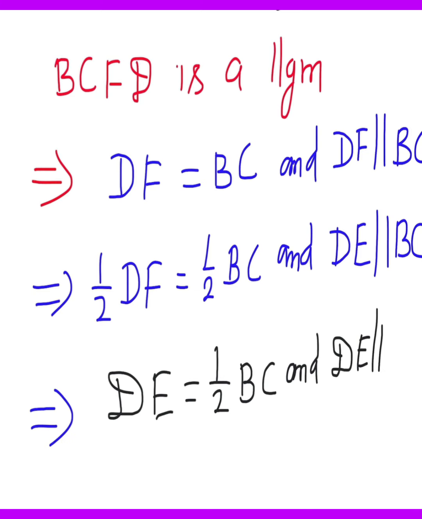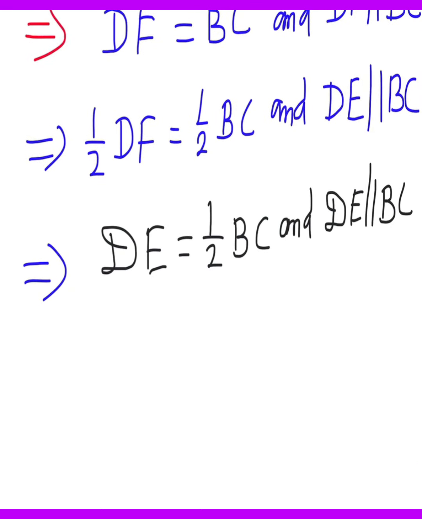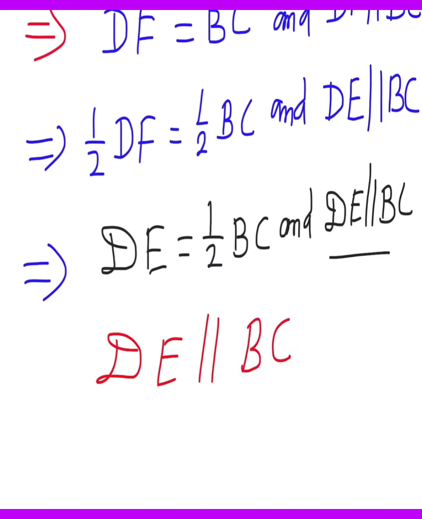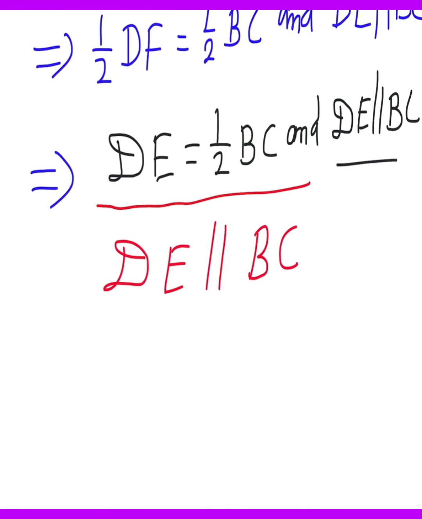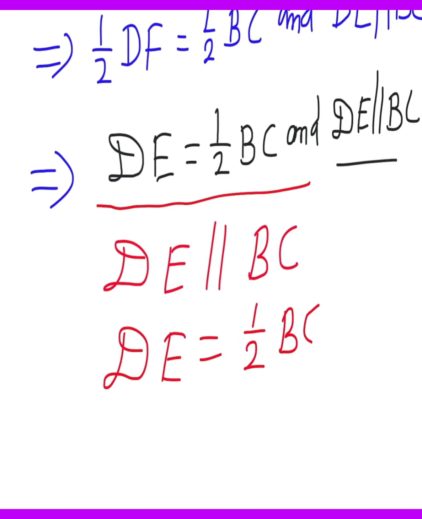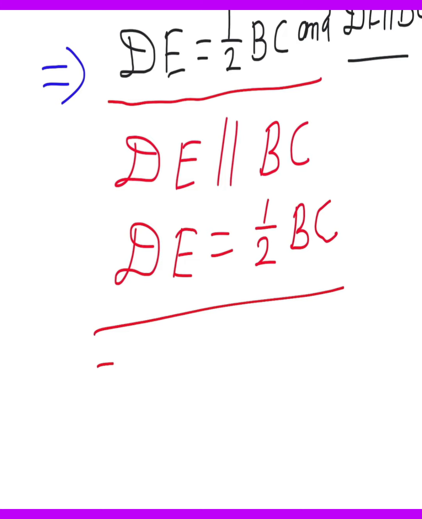parallel to BC. So your first result is this one, DE parallel to BC, and the second result is this one, DE equal to half of BC. So this is the result of this theorem. So you can say finally, hence proved for this result.